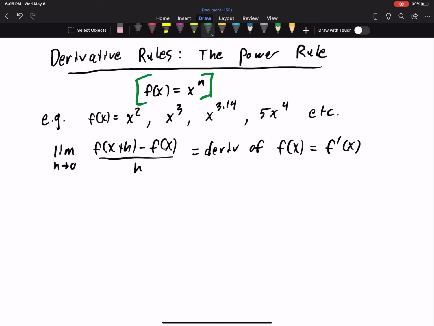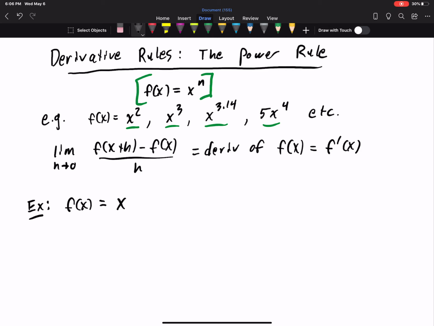So, for example, we want to be able to derive x squared, x cubed, x to the 3.14, 5x to the fourth, etc. So let's see if we can develop a rule or conjecture a formula using the limit definition of the derivative and see if we can find a shortcut just based on pattern analysis. So for starters, let's begin with f of x is equal to just x.